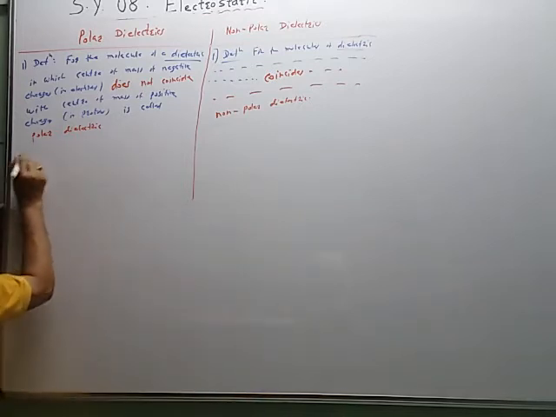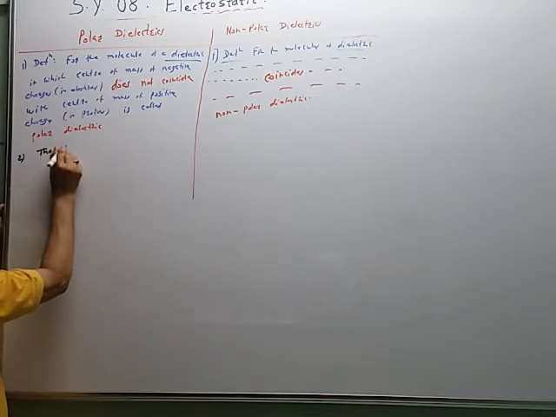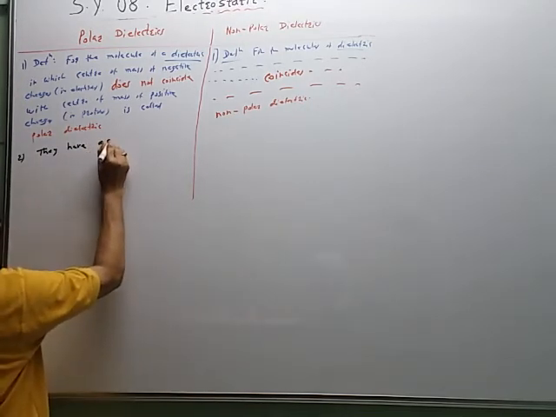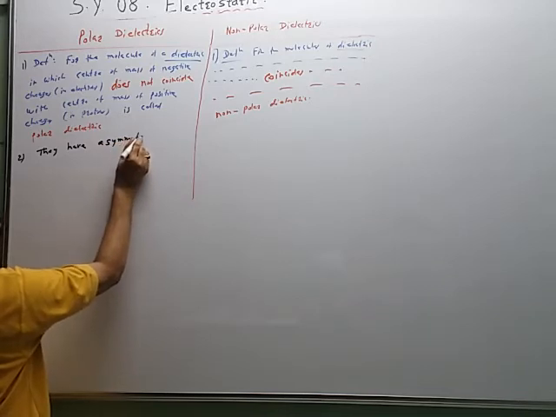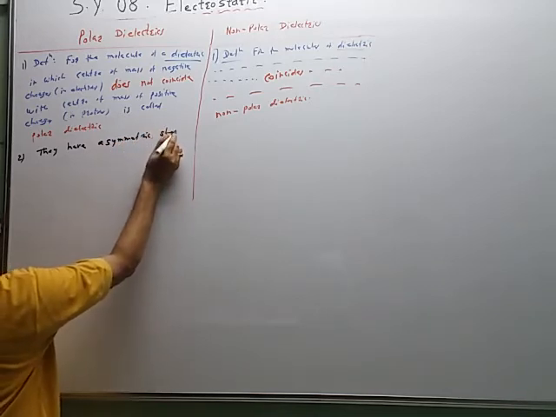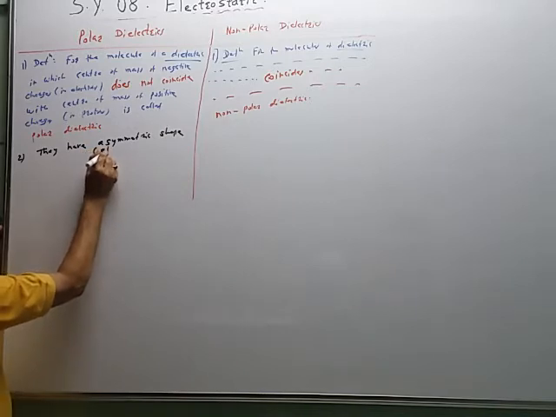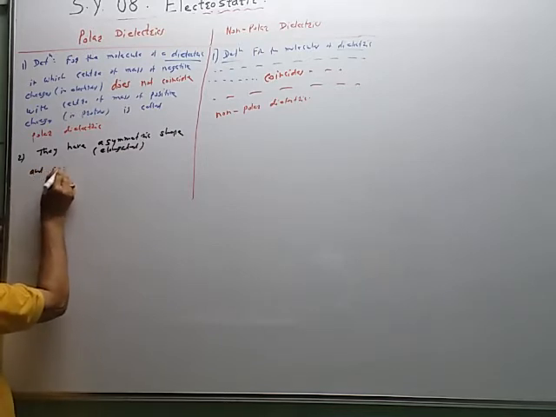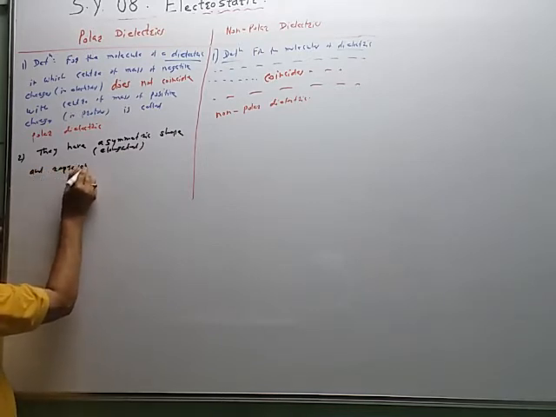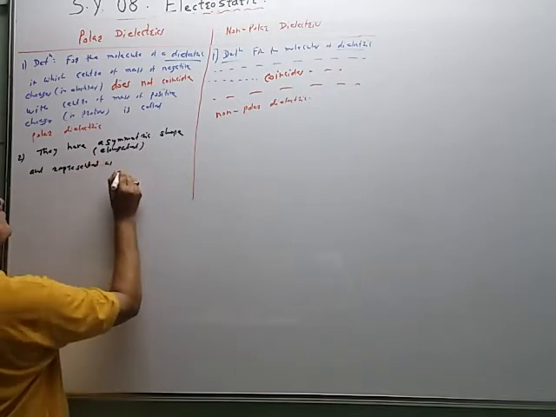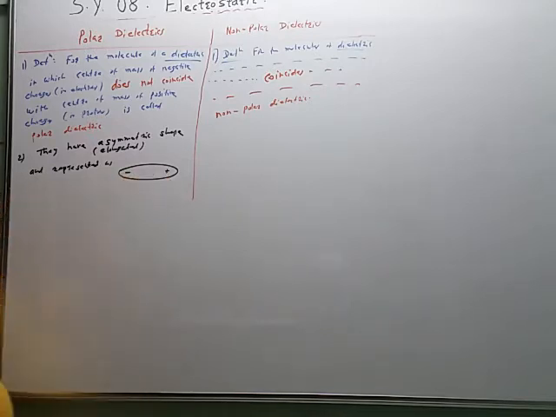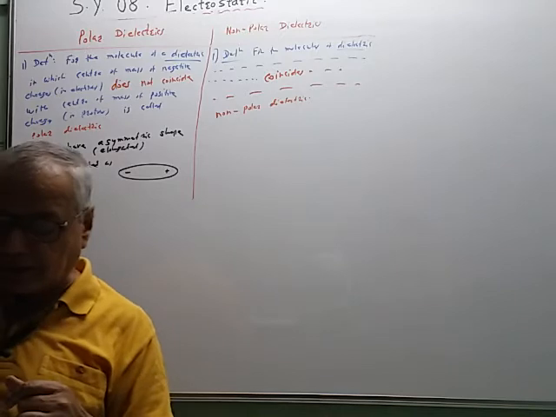Second point, polar molecules have asymmetric shape, no symmetry. They have asymmetric shape, elongated shape, and are represented as, suppose this is a molecule, so on one side there is a negative charge, on this side there is a positive charge. So this is also called electric polarization.